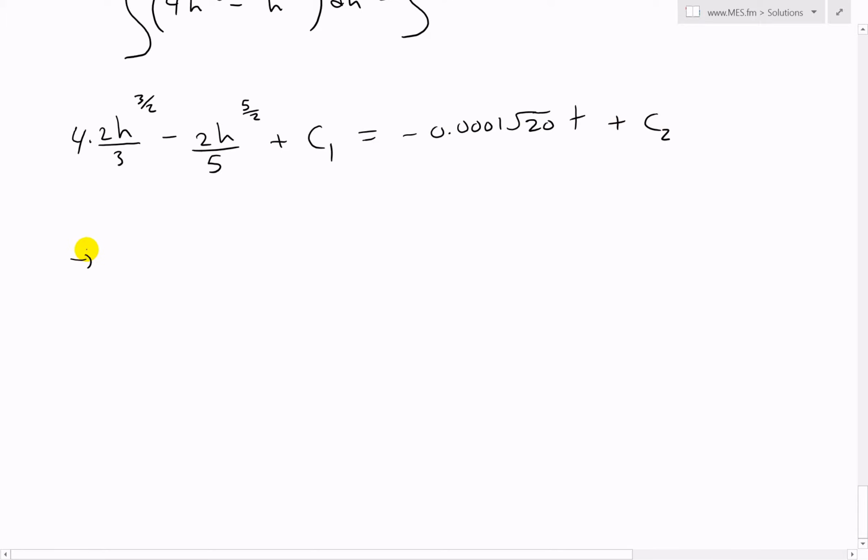So what we end up getting here is, just multiplying this, 8 over 3 h to the 3 over 2 minus 2 over 5 h to the 5 over 2, and then I'm going to move the constant to the right side and combine them because it's just a constant. So we have equals negative 0.001 square root 20 t plus c, where c is just equal to c2 minus c1. I just move it over. And again, subtraction of constants is still a constant. So that's what we have.